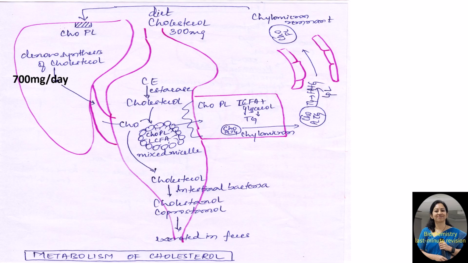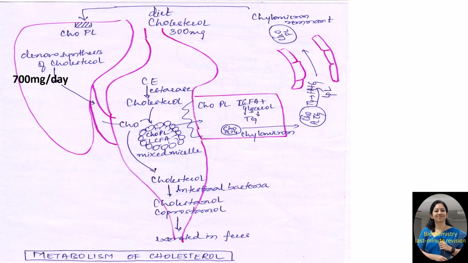The cholesterol that is present in our diet usually amounts to around 300 milligrams per day. Now, the cholesterol esters we are consuming are acted upon by the esterase enzyme, releasing free cholesterol. Apart from that, the hepatocytes also synthesize cholesterol by de novo synthesis. This cholesterol is released into the small intestine. Here the cholesterol is packed into mixed micelles along with phospholipids and long chain fatty acids.